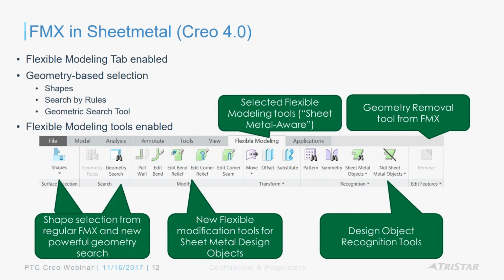I want to use a pull wall command, or I want to edit the relief. So even though the relief itself was not created inside of Creo, it's able to identify it. You're essentially featureizing it, right? And then, as always with patterns, symmetry, you can do move, and I'll show you some examples, but this is a major enhancement done in Creo 4.0.